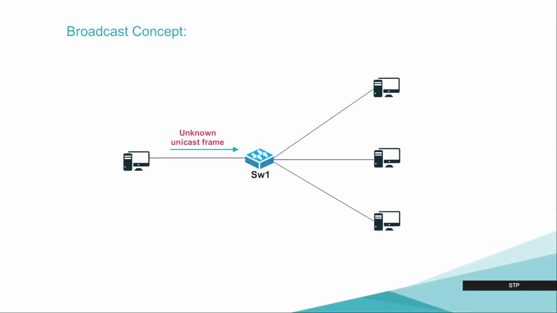We spoke before about the broadcast, and we spoke before about what happens to our switch when it receives an unknown unicast frame. If our switch receives a frame on an interface, it will look at the destination MAC address in the MAC address table. If it doesn't find the destination MAC address in the MAC address table, it will do flooding, or broadcasting. This means sending this data to all the interfaces except the one it came from.